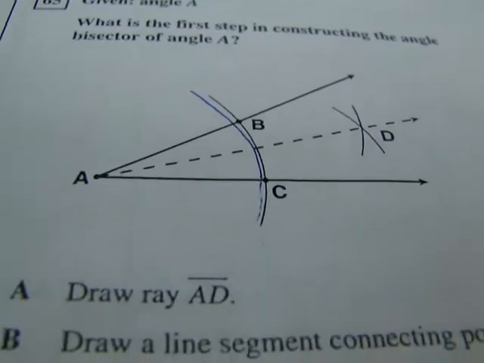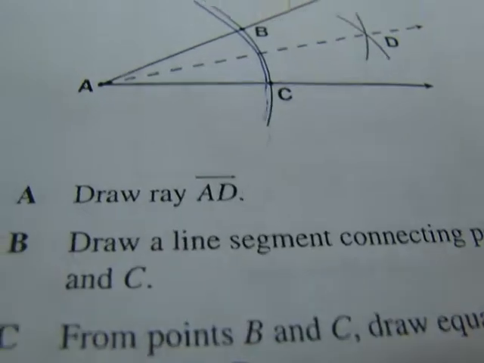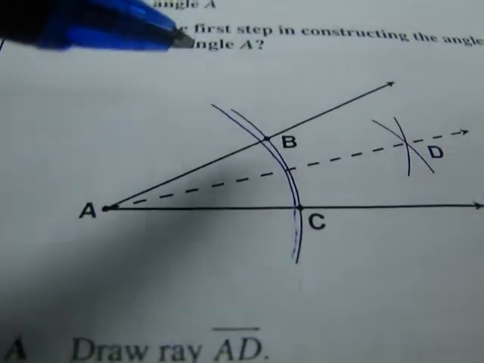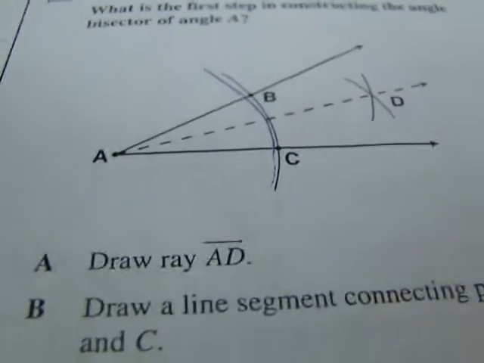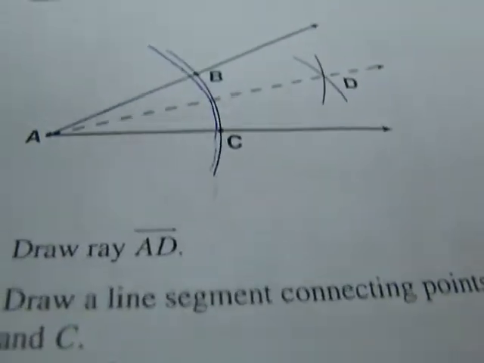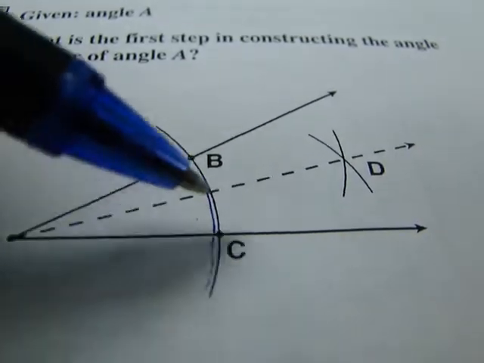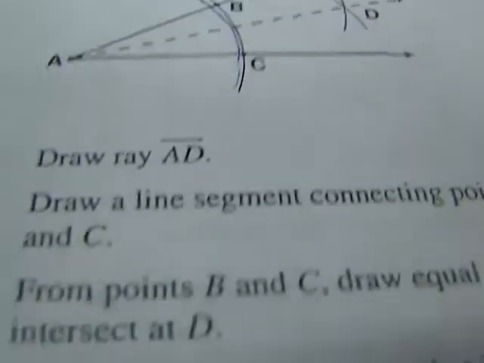So did they draw ray AD? No, that was the fourth thing they did. Did they draw a line segment connecting points B and C? Well, there is no line segment connecting them. There's an arc, so that's also not true. From points B and C, draw equal arcs that intersect at D. Well, that would be these arcs here, but you have to have this arc before you can make these arcs, so that can't be the answer.